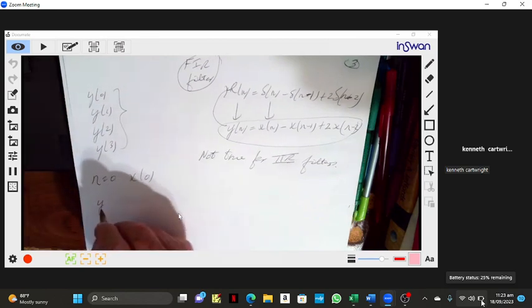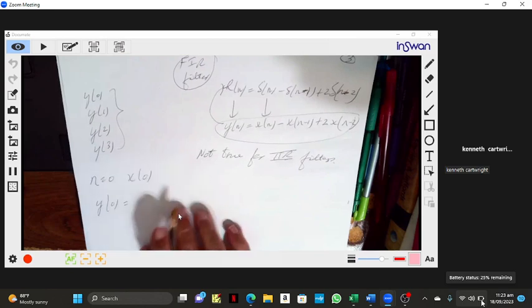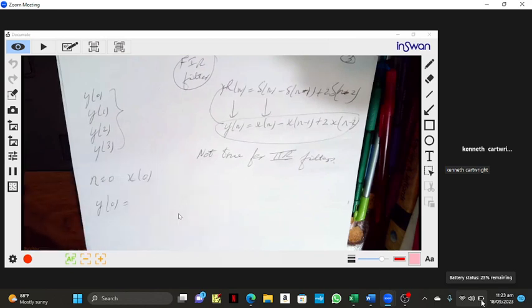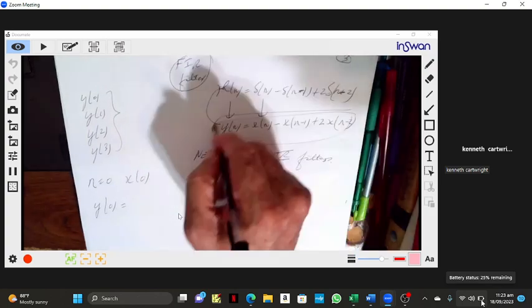How are we going to find y of 0? You find y of 0 by wherever you see n on the input, you put 0. No, not on the input. The difference equation. Thank you very much. This is the difference equation.